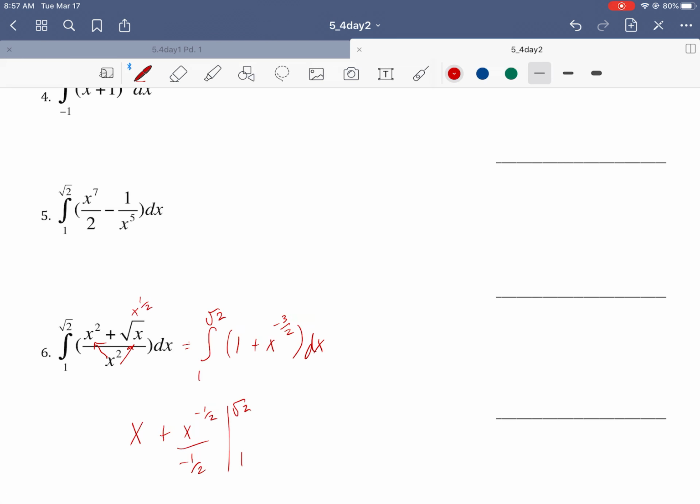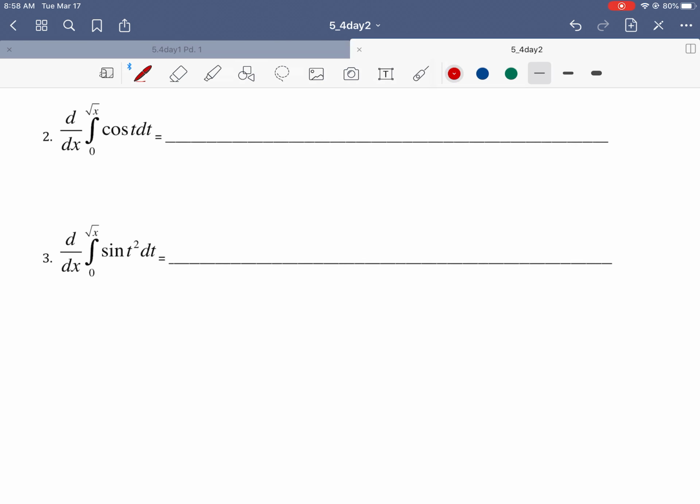So then I plug in root 2 first. Put this in your calculator. All right, guys, honestly, I don't have my calculator handy. I will put a decimal answer for this up later on, but for now I'm just going to move on.